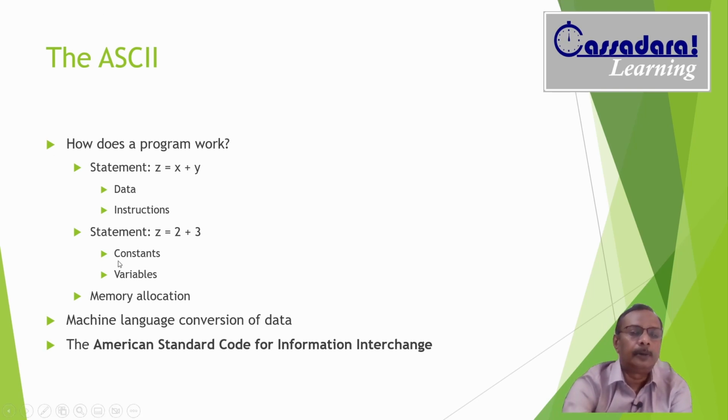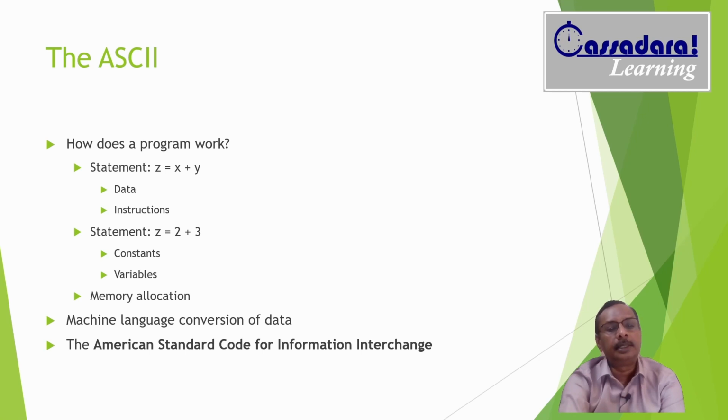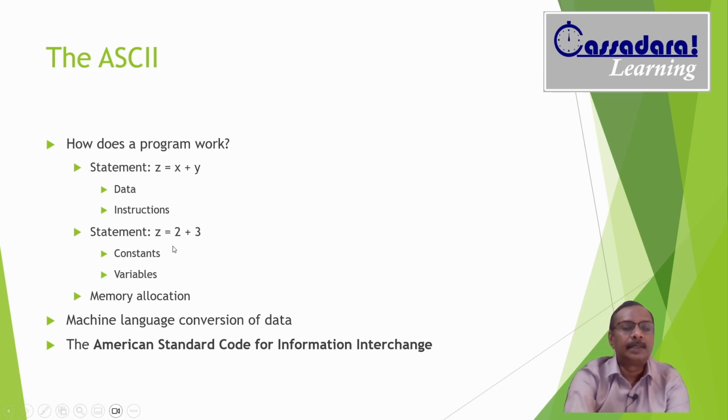In the second statement, if you look at it, z equal to 2 plus 3, right? So here it is going to just add 2 and 3 always, and then it is going to store 5 in the z. Whereas here the x and y can be anything. While running the program, whatever value you give to x and y is going to be added, and it is going to get stored in the z. So that is the difference. So here 2 and 3 are constants, whereas x and y are variables, right.